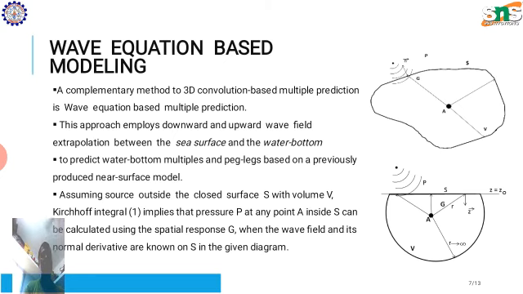Next one is wave equation based modeling. See this diagram also. A complementary method to 3D convolution based multiple prediction is wave equation based multiple prediction. This approach exploits downward and upward wave field extrapolation between the sea surface and the water bottom to predict water bottom multiples and peg legs based on a previously produced near surface model.